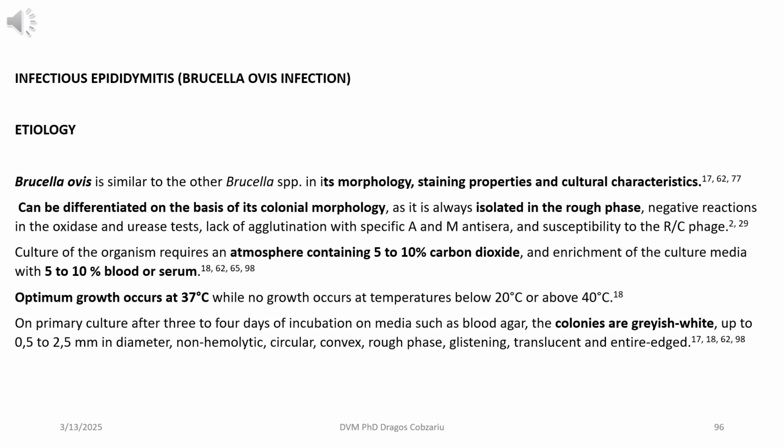Culture of the organism requires an atmosphere containing 5 to 10% carbon dioxide, and enrichment of the culture media with 5 to 10% blood or serum. Optimum growth occurs at 37 degrees Celsius while no growth occurs at temperatures below 20 degrees Celsius or above 40 degrees Celsius. On primary culture after 3 to 4 days of incubation on media such as blood agar, the colonies are grayish-white, 0.5 to 2.5 mm in diameter, non-hemolytic, circular, convex, rough phase, glistening, translucent and entire-edged.